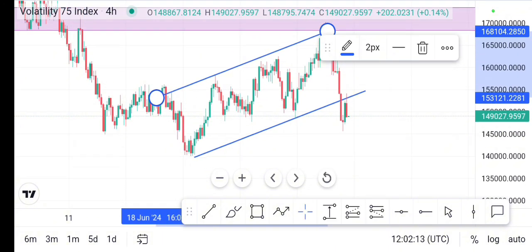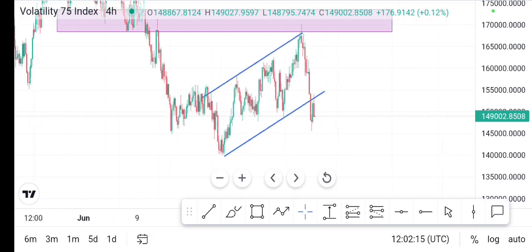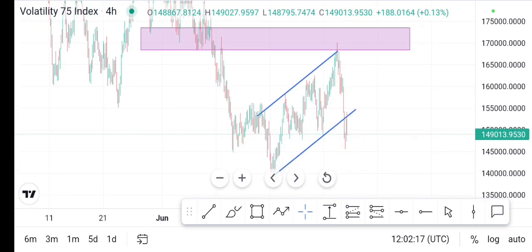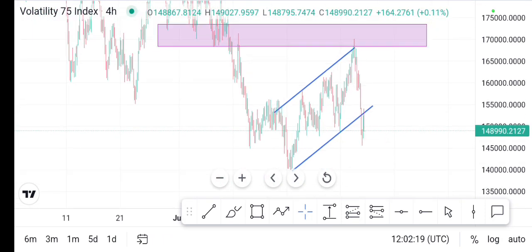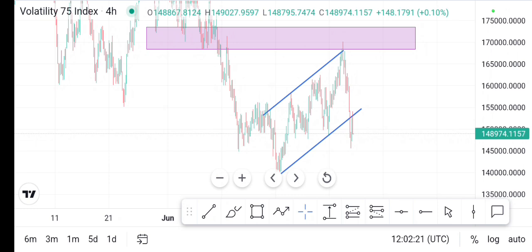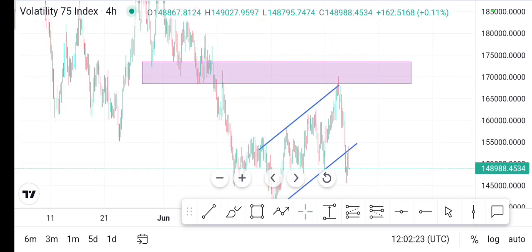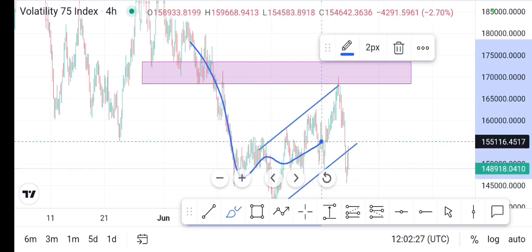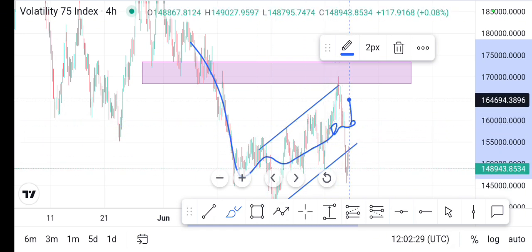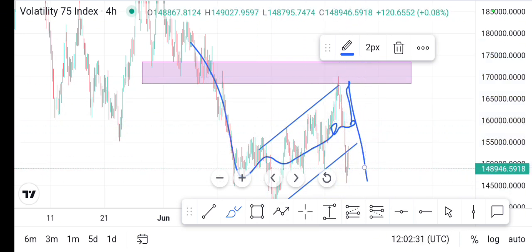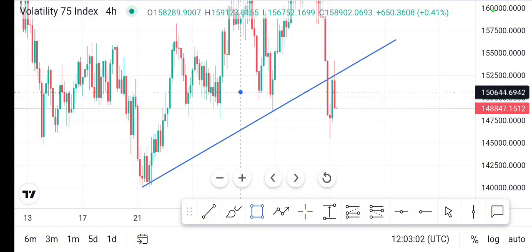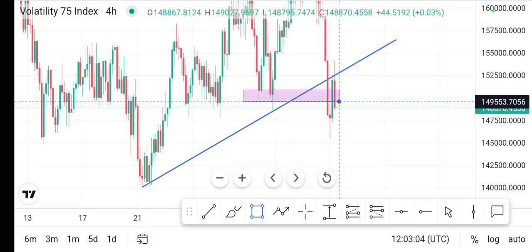You can see that here we have a continuation pattern. Are you getting it? This is a rising wedge, which means the market came and touched here, and we broke the structure in H4. We have a ranging market here, and then we came to make a retest. We are going down, and we have this area where the market breaks.